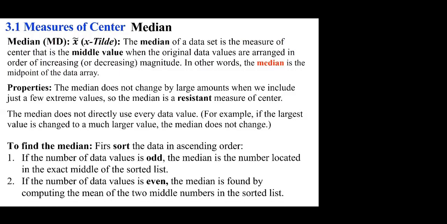And finally, to find the median, first sort the data in ascending order. If the number of data values is odd, the median is the number located in the exact middle of the sorted list. If the number of data values is even, the median is found by computing the mean of the two middle numbers in the sorted list.